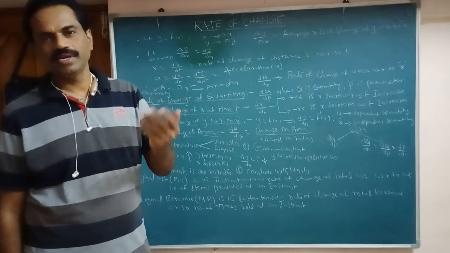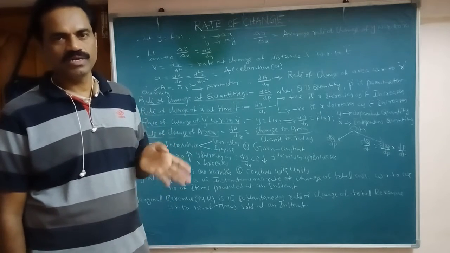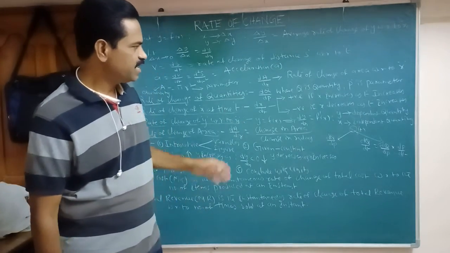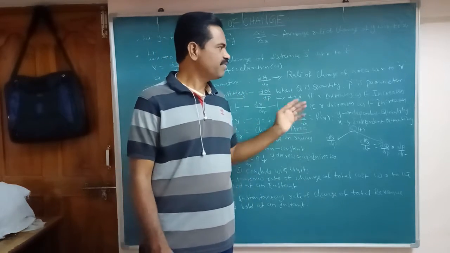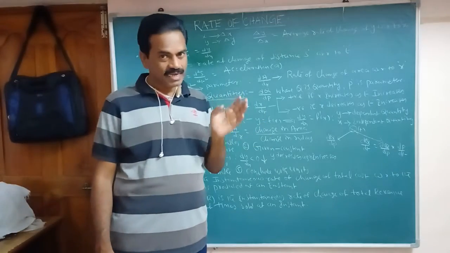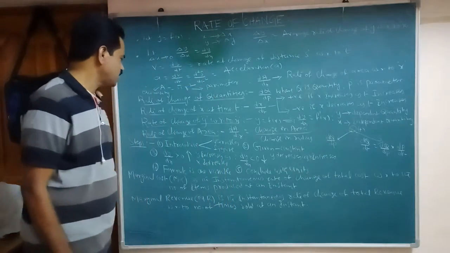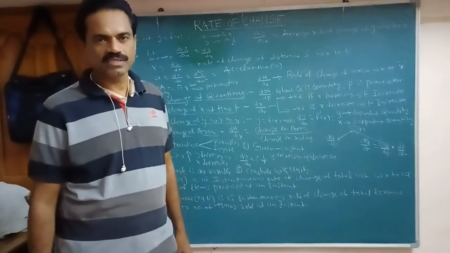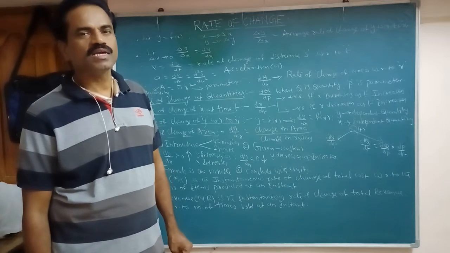Suppose dx by dt is greater than 0 or less than 0. Greater than 0 is positive, less than 0 is negative. If dx by dt is positive, x increases as t increases. If it is negative, x decreases as t increases. That is dx by dt. Rate of change of y with respect to x, where y equals f of x, is its differentiation dy by dx or f dash of x.